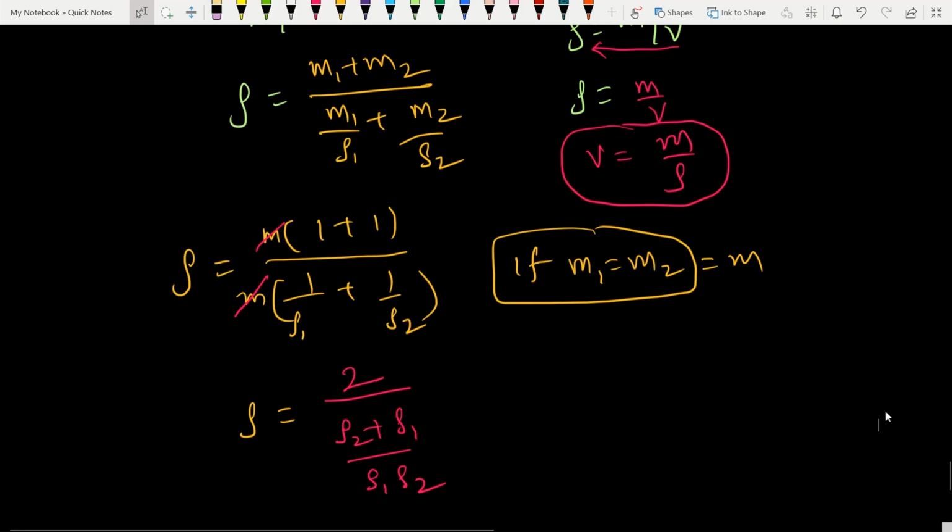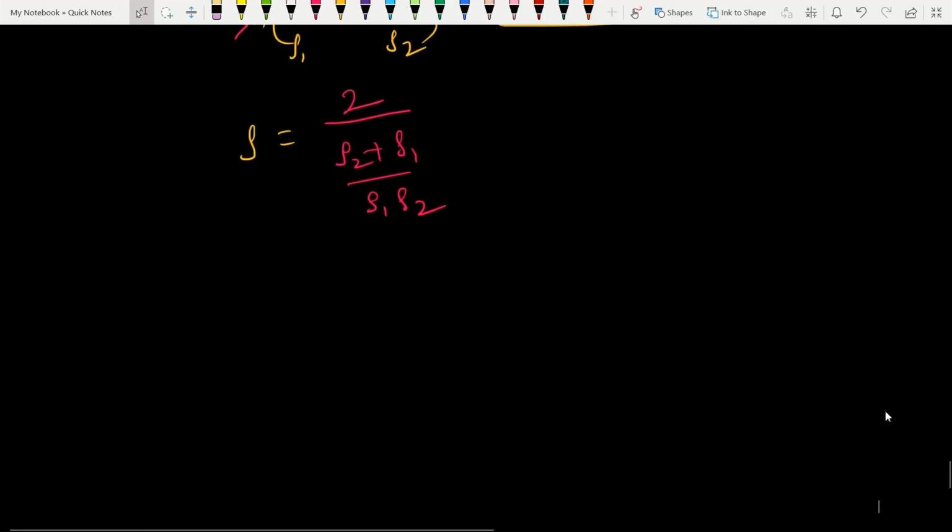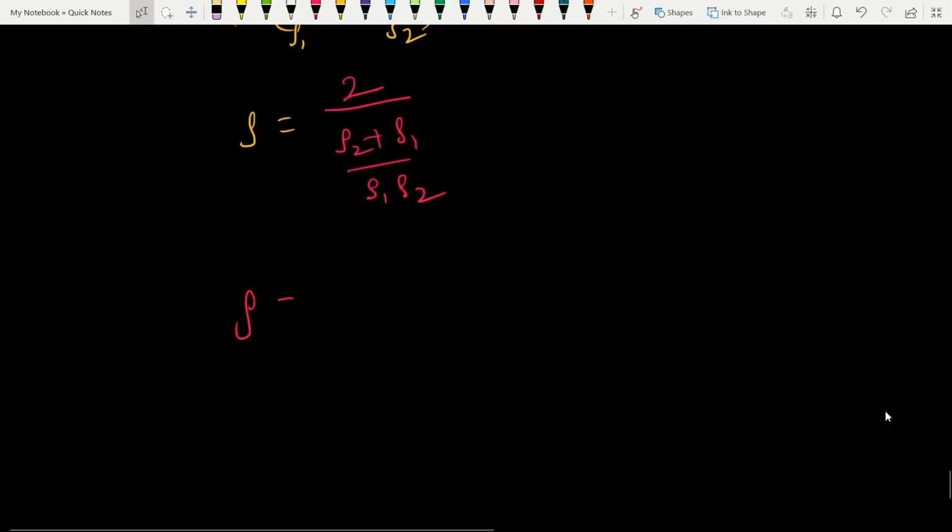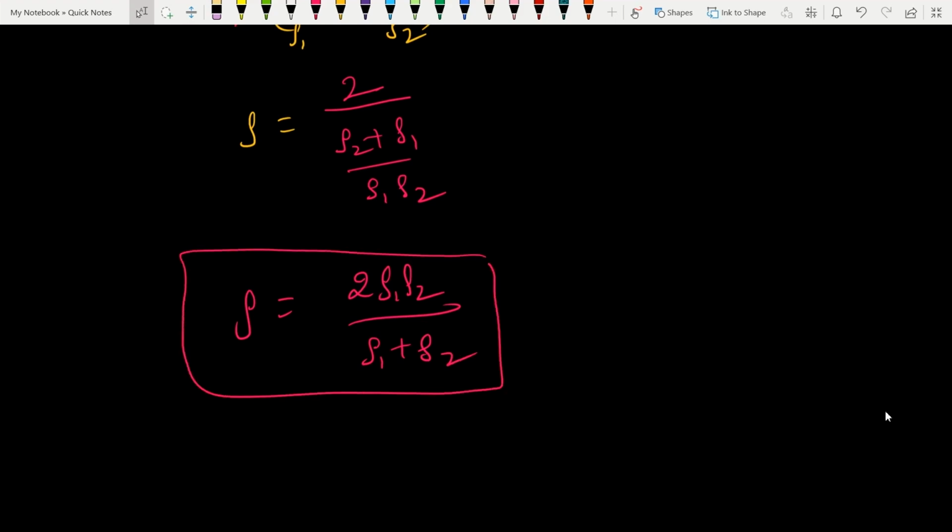So we can consider rho equal to 2 rho 1 rho 2 by rho 1 plus rho 2. So this is the density of the mixture of liquids if masses are equal. That is the condition if m1 equals m2. So that is the formula.